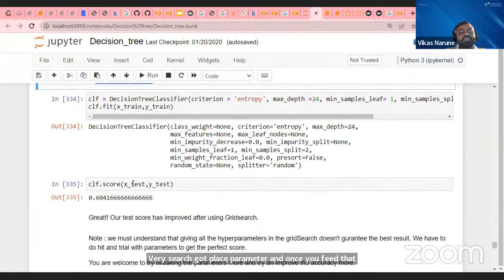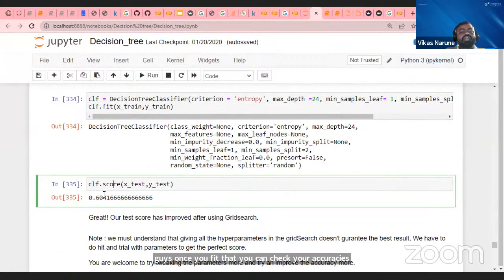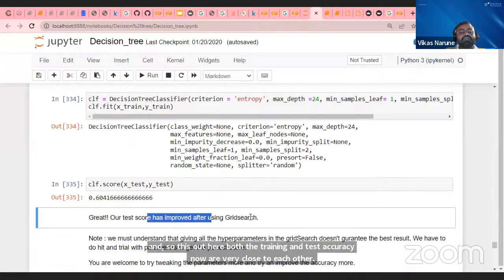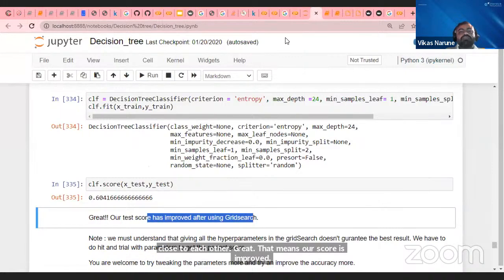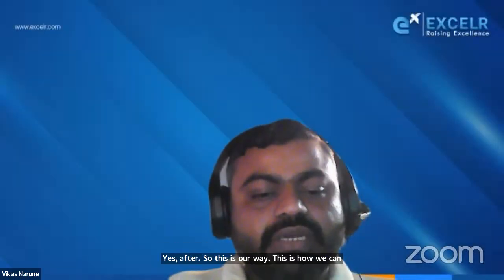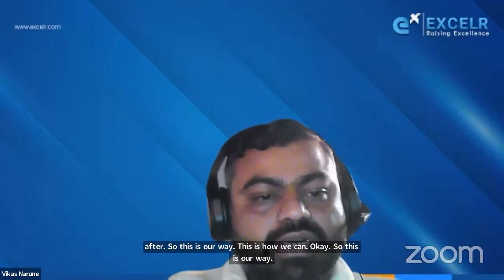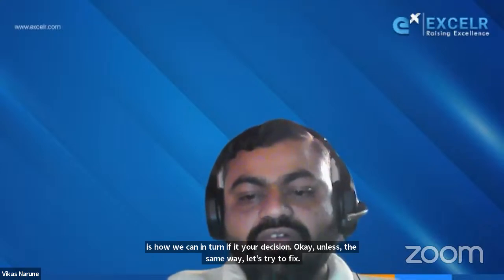So see here, both the training and test accuracy are now very close to each other. Great, that means our score has improved after grid search. This is how we can fit a decision tree, guys. And in the same way, let's try to fit our random forest algorithm.